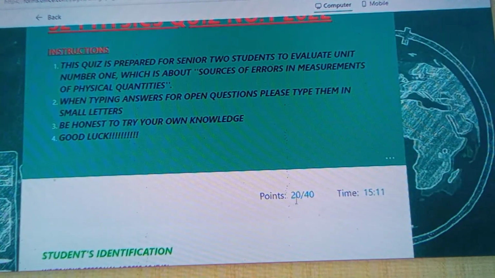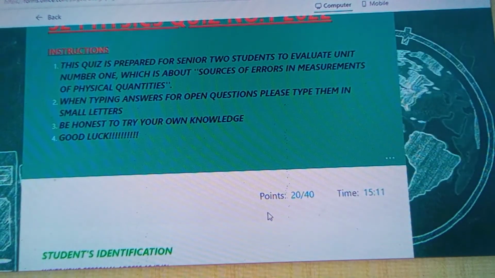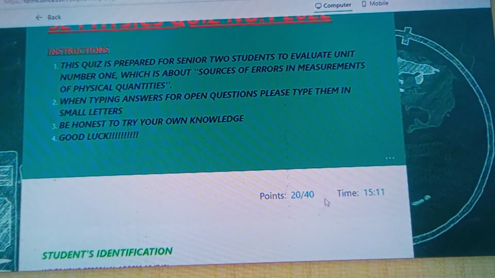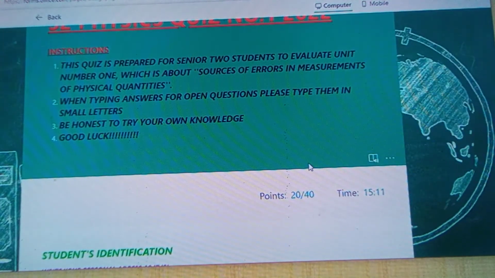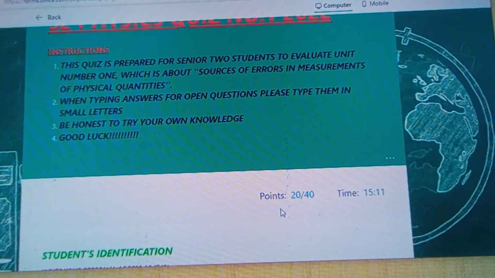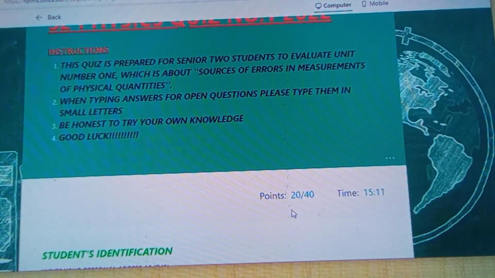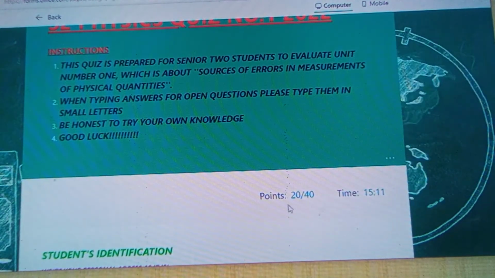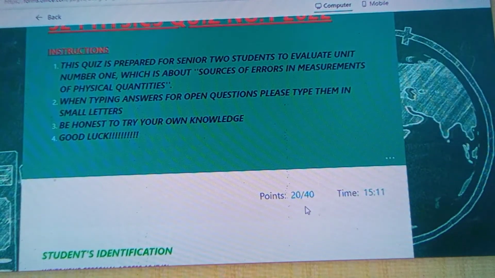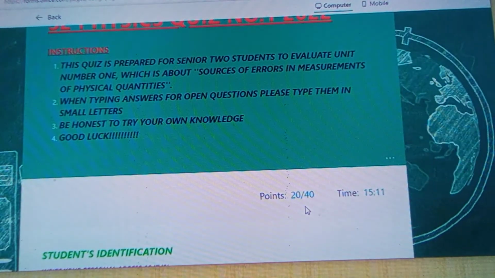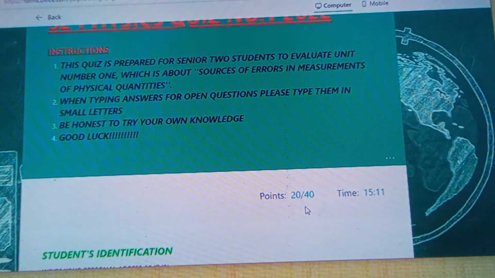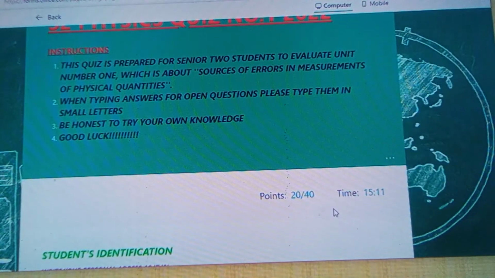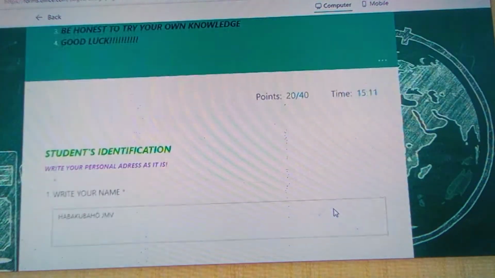Okay? You can join your colleagues, or you ask your teachers where you don't understand correctly, so that you can progress on the other unit number 2. After getting your points or your marks, you can see how the answers are correct or wrong. Okay?